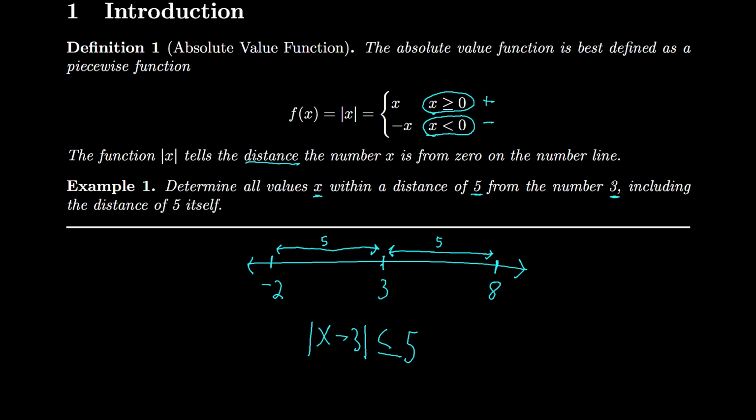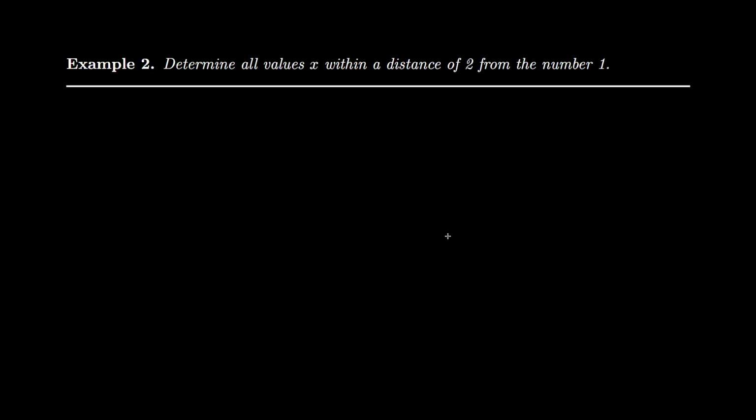So let's take a look at another example right here. This example asks us to determine all values x within a distance of 2 from the number 1. So think about this on a number line real quick. So this is the number 1, and then we're going to go over 2, so up to 3, and we're going to go down 2 to negative 1. This distance in between here is 2. This distance in between here is 2.